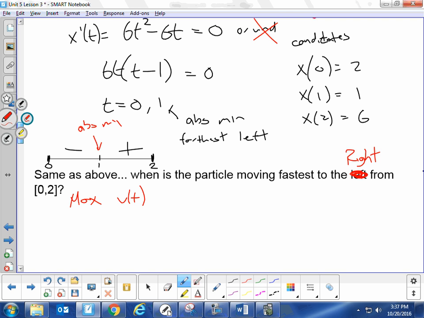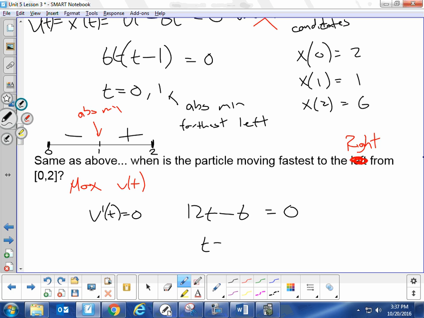Okay? Want to find the max velocity? Take the derivative of v of t. V of t we have up here. It was x prime of t. V prime of t equals 0. That will be 12t minus 6 equals 0. Giving me a candidate, t equals 1/2. You guys discover when we have the particle that's moving the fastest and what is the velocity. So how fast? Go.